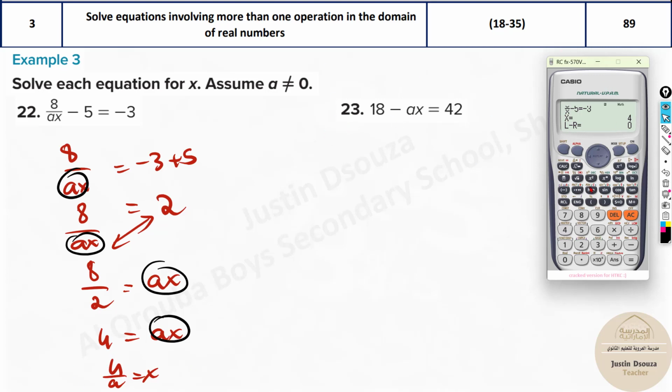Now let's look at this one. Here it is 18 minus alpha x equals 42. It does all the rearrangement, all the steps directly in this method. Shift and solve and press equal to.